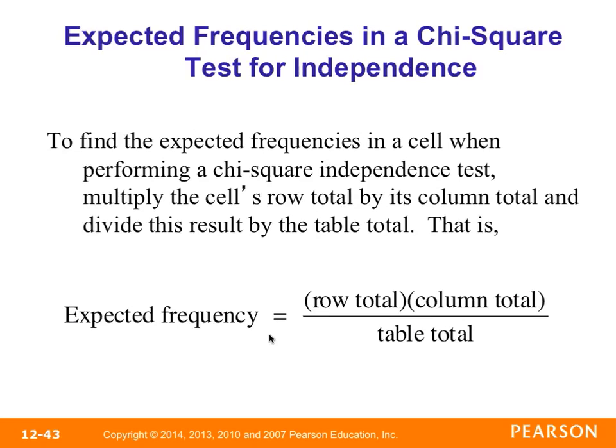Another way of doing this, which is slightly easier, is to just take your row total, multiply by your column total, and then divide by the table total. That will work as well.